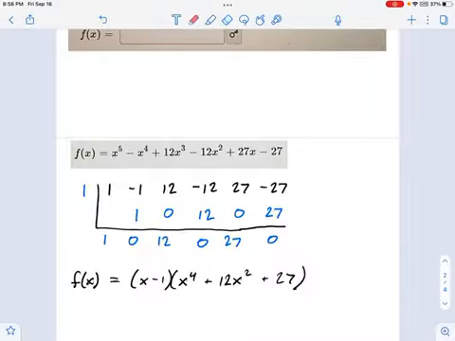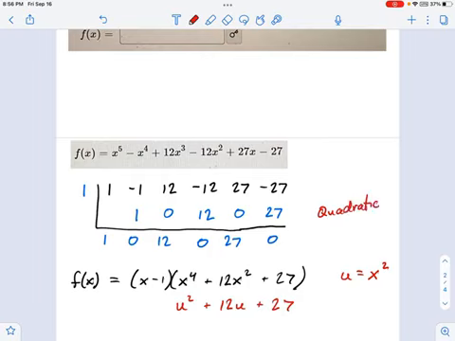So I want to remind you of something. It should be an old skill. It's called u substitution. And if you look at what I'm writing right here, notice that I've changed x squared to u. And now when you write it this way, u squared plus 12u plus 27, well, that looks like a plain old quadratic. In fact, this is why we call this quadratic form.